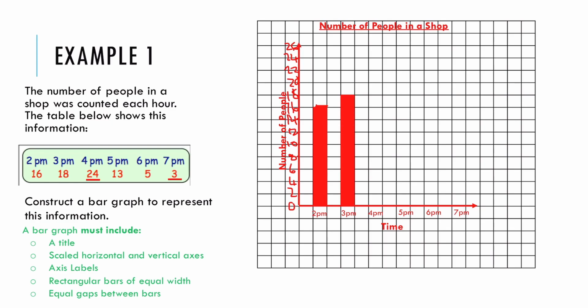3 p.m. should go up to 18, 4 p.m. 24, 5 p.m. is 13, so I need to make sure that lies exactly halfway between the 12 and 14 markings. The same with 5, that should lie exactly between 4 and 6, and 3 should lie exactly between 2 and 4. And that is my bar chart drawn.